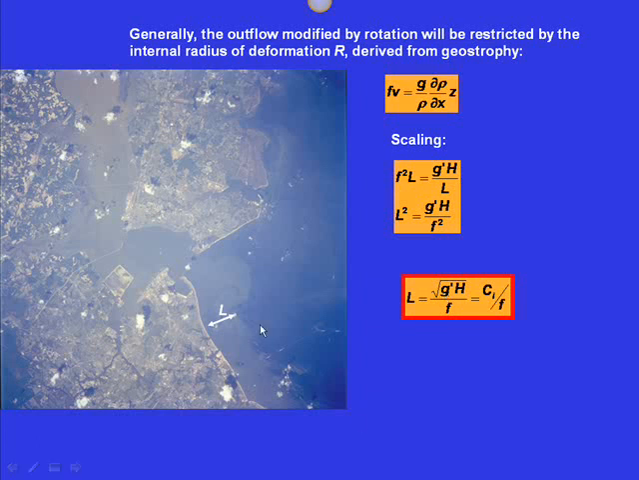So notice how it remains sort of constant here. And that's because when it's in geostrophic balance, it's constrained by that length scale: the speed of the long internal gravity wave divided by the Coriolis parameter. And so this is an important concept to keep in mind. That's the internal radius of deformation, or the internal Rossby radius.